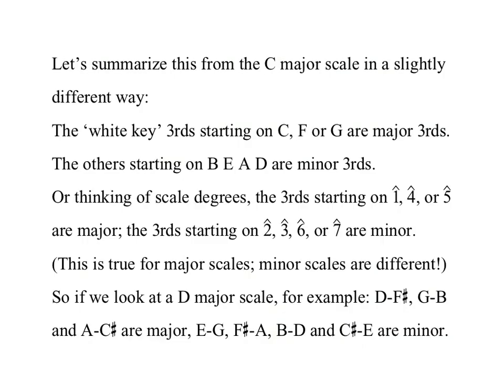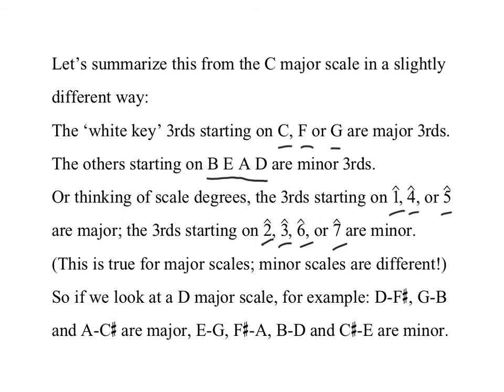So let's summarize this from the C major scale in a slightly different way. The white key thirds starting on C, F, and G are major thirds. The others starting on B, E, A, D, or the word bead, are minor thirds. Or to think of scale degrees, I had mentioned that the thirds starting on 1, 4, or 5 are major, and the thirds starting on 2, 3, 6, or 7 are minor. This is true for major scales. This doesn't work for minor scales because minor scales are built differently.